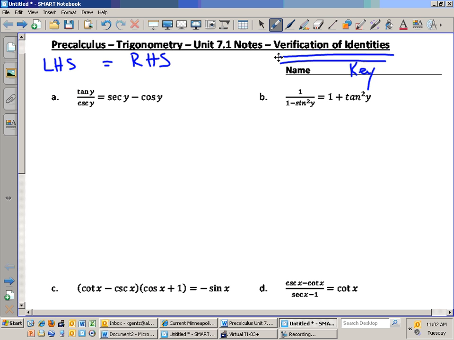What's your first step? What do you want to do? Okay, make it so they're multiplying. So we'll do that. I'm going to rewrite it as sine of y over cosine of y divided by 1 over sine of y. Multiply by the reciprocal. See, Taylor, I made these problems for you. Times sine of y over 1. So those are gone.